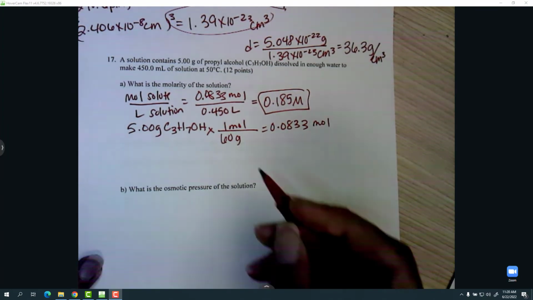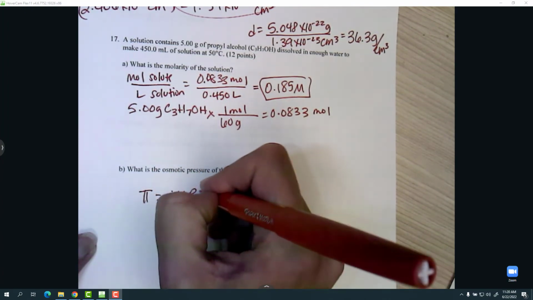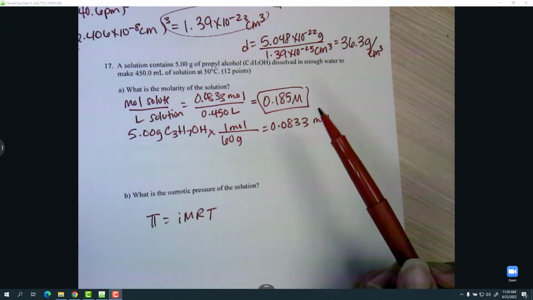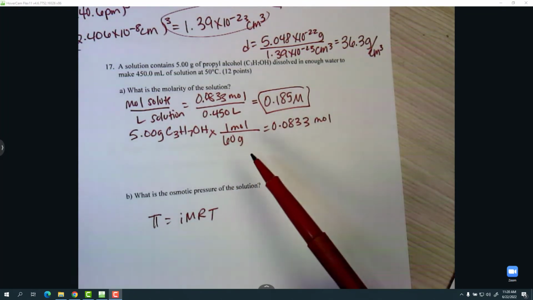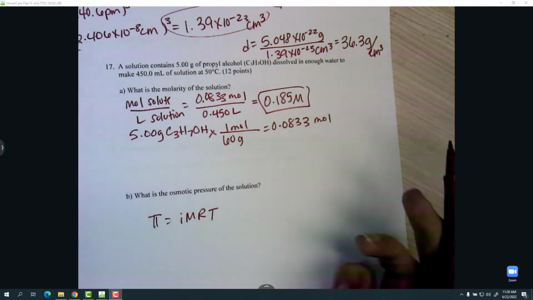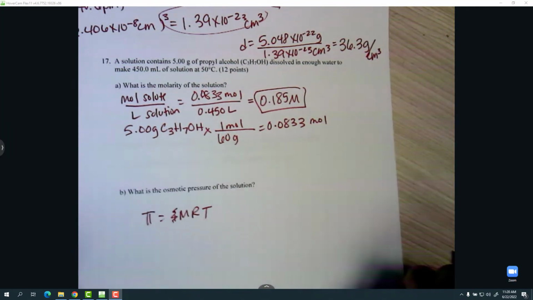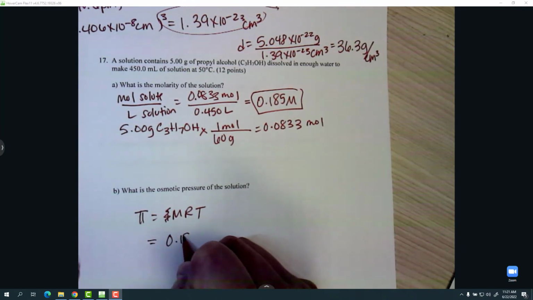All right, what is the osmotic pressure of the solution? Don't forget about that i. In this case, I don't need it. How do I know I don't need it? I don't have a metal, so it's not an ionic compound. There's no metal in here, so I don't need to worry about it. i is just 1. But don't forget to think about it in case you do need it. The molarity is my 0.185.